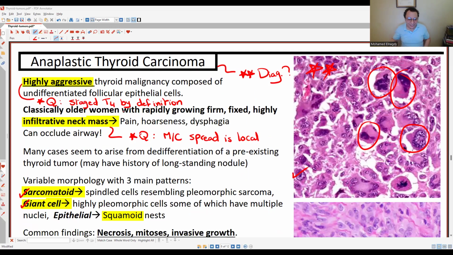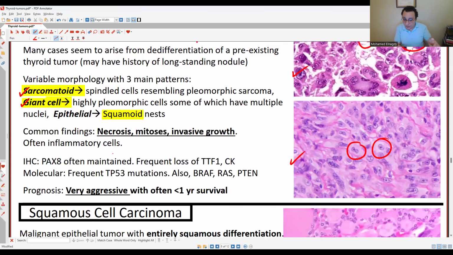It's very locally infiltrative. It shows a very rapidly growing, firm, fixed, highly infiltrative neck mass. Most common spread is local. And that's why anaplastic thyroid carcinoma is T4 by definition. Please remember this in your sign-outs, because your attending will ask you, what's the staging for this tumor? T4. We don't look for any capsular invasion, vascular invasion, lymph node. No, it's T4 by definition. That's it, done deal. The patient usually dies within 1 year.